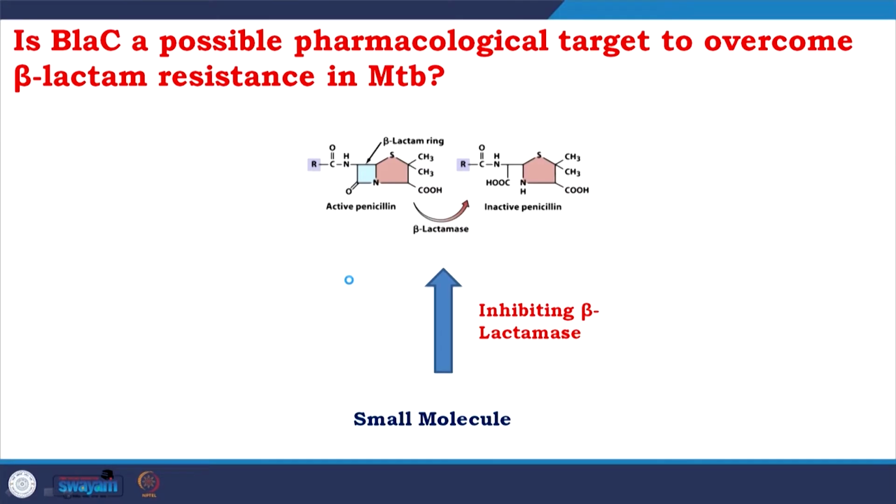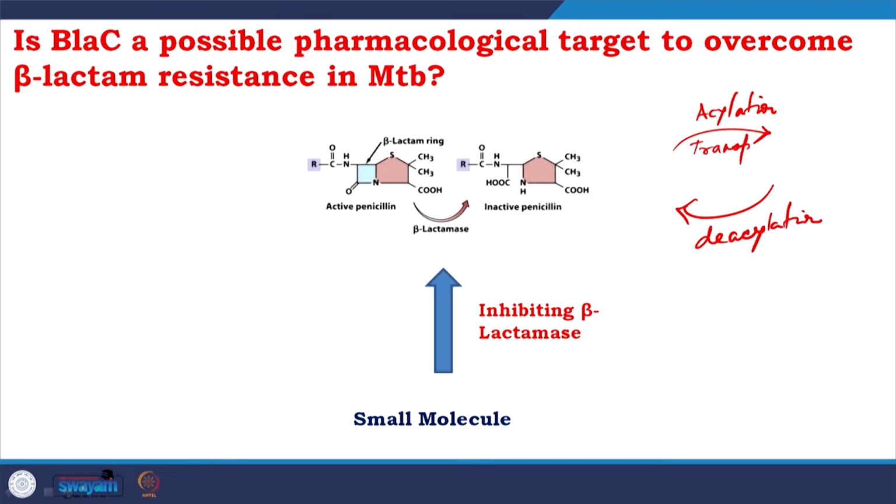So, is BlaC a possible pharmacological target to overcome beta lactam resistance in Mycobacterium tuberculosis? So, what we are thinking, as I told, there are two steps, one is acylation and another is deacylation.